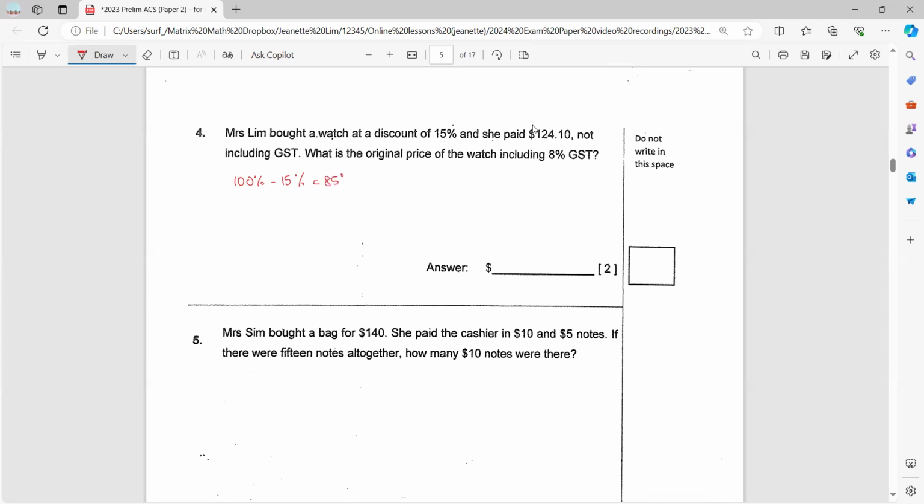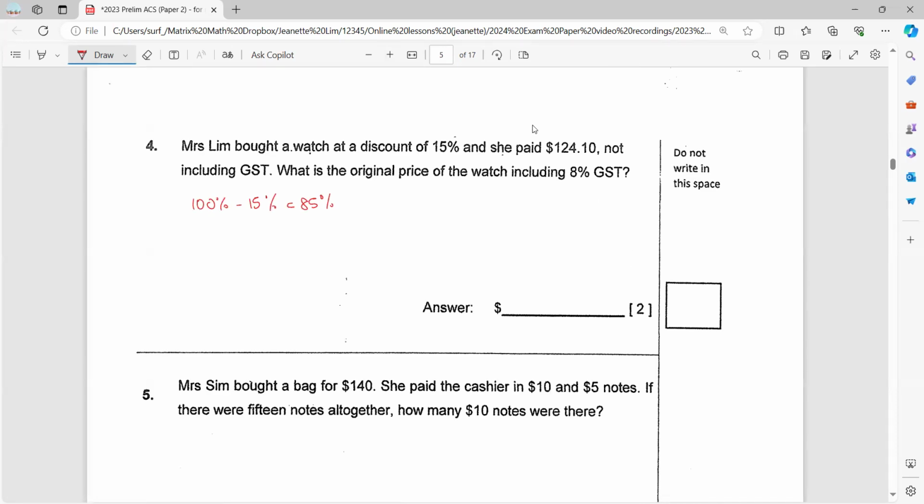Which is 85%. So this 85% of original is 124.10. Now, how do we find the original price? So 100% of original. So basically the original price. So what I'll do is I'll take 124.10. You want to find 1% first.